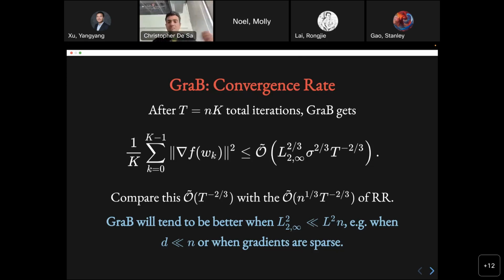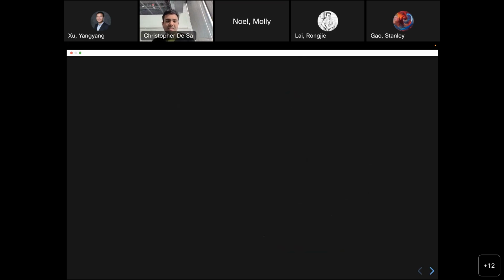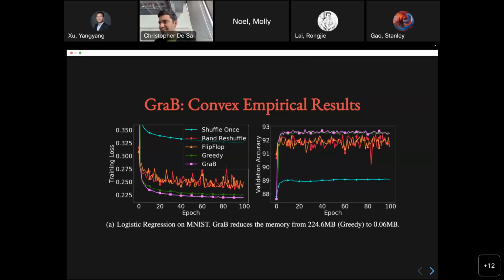And so gradient balancing will generally tend to be better, at least in theory, in cases where this cross norm L smoothness constant is small relative to the L2 smoothness constant times the square root of n, which generally happens when the dimension is small relative to n or when the gradients are sparse. But in practice, it turns out that even in cases where we don't have either of those properties, gradient balancing still works really well.